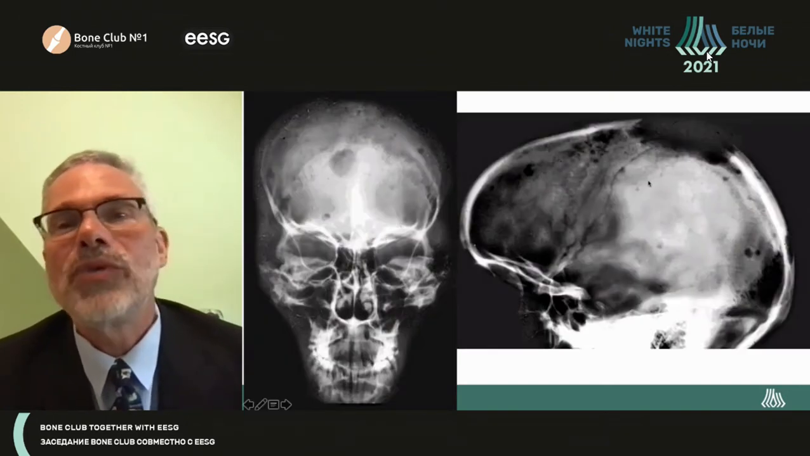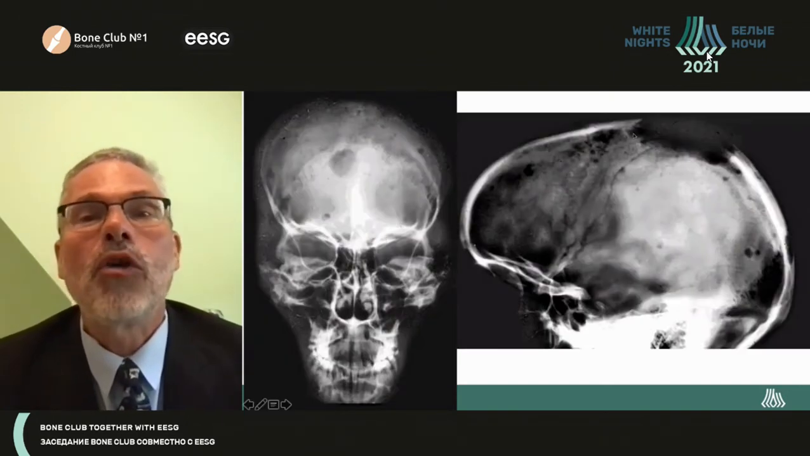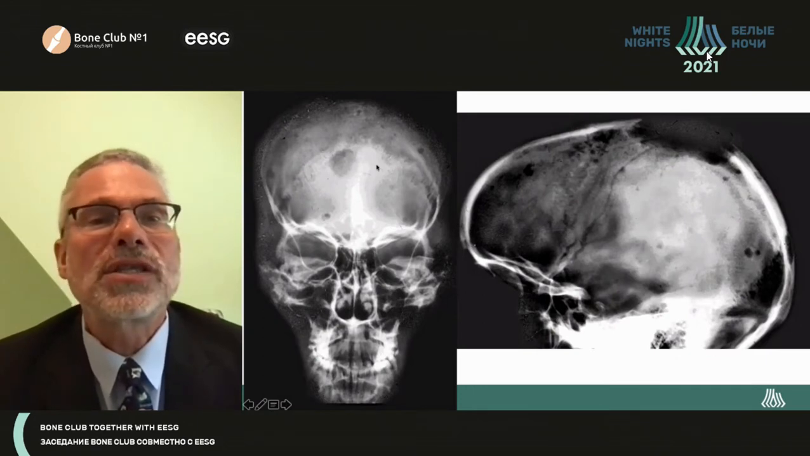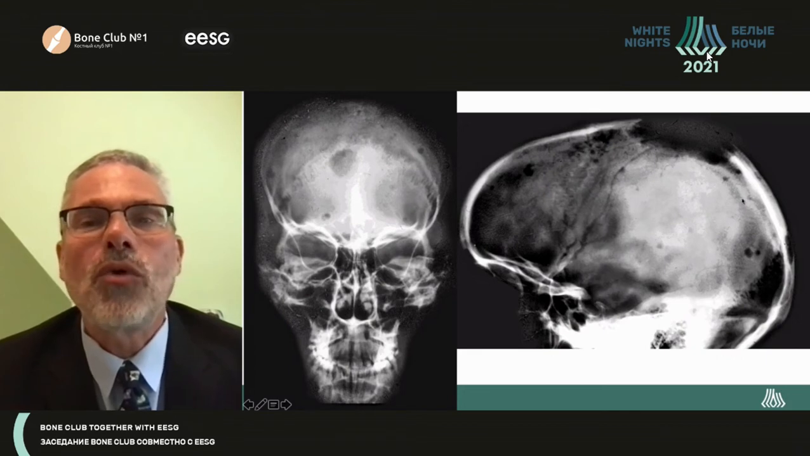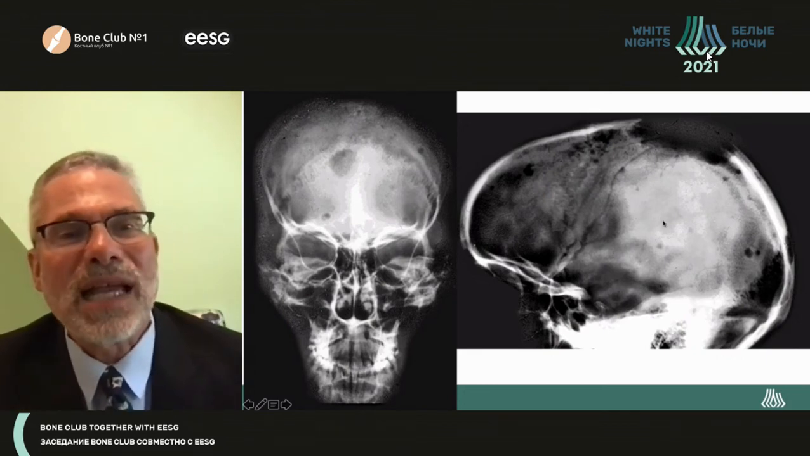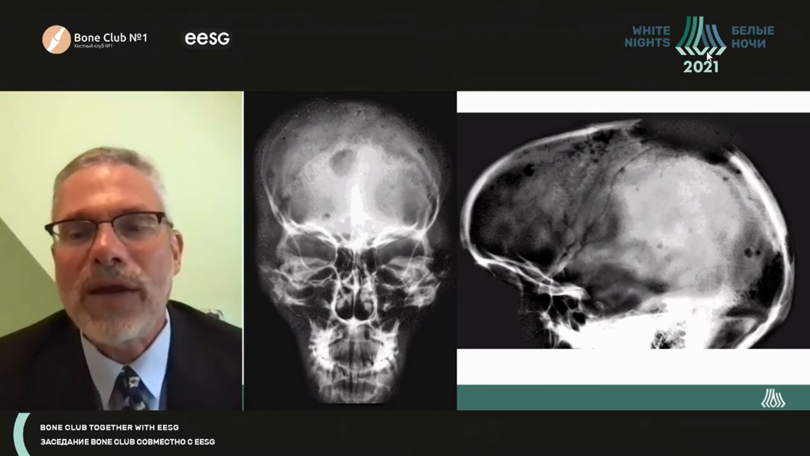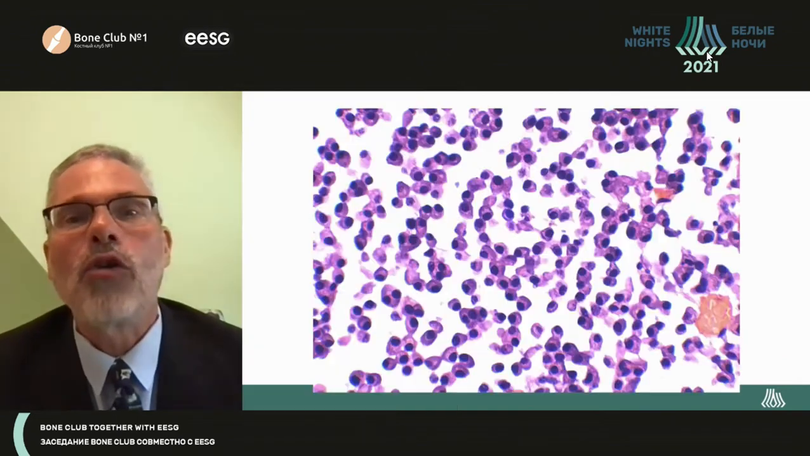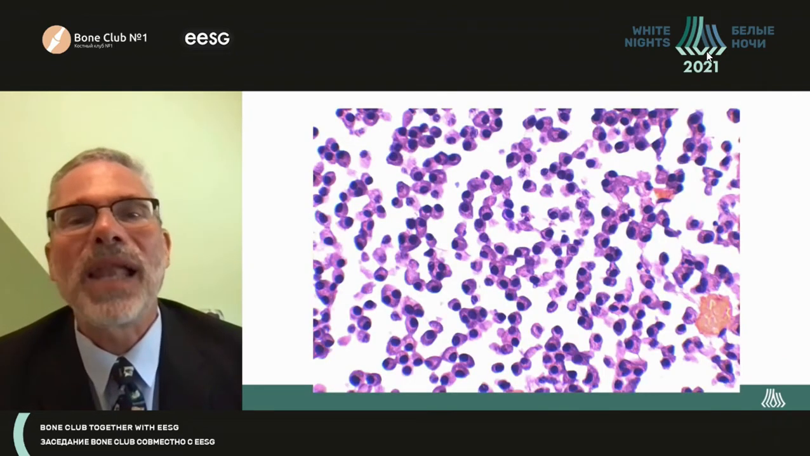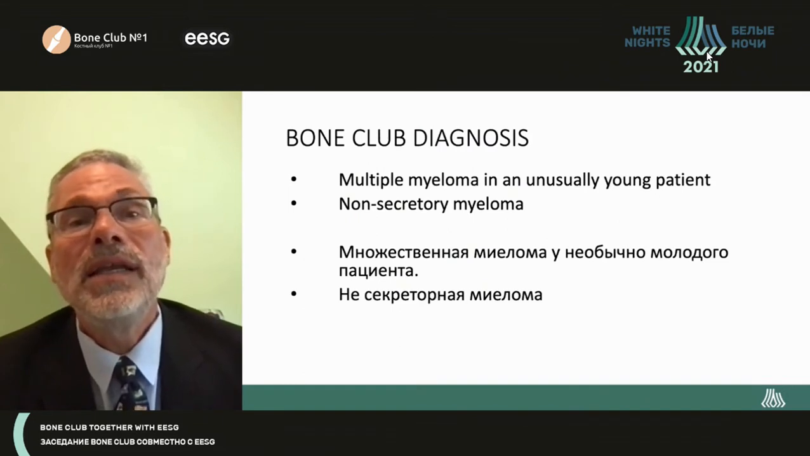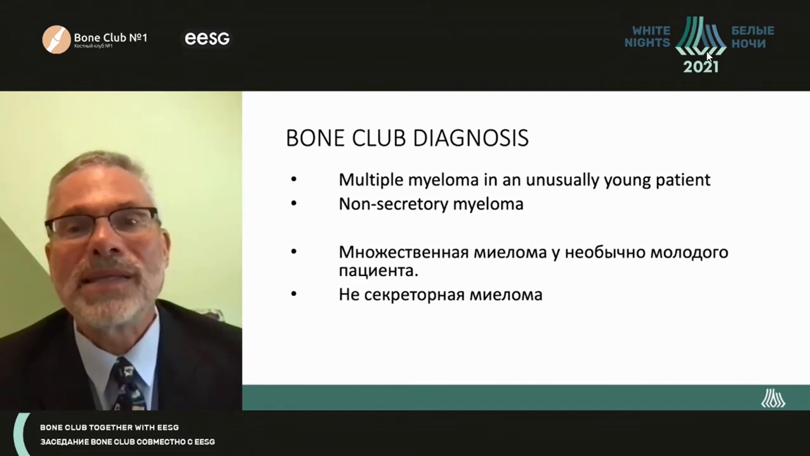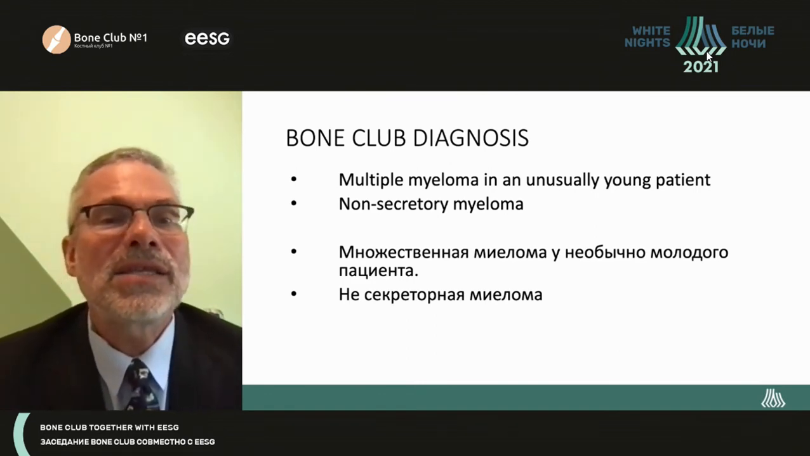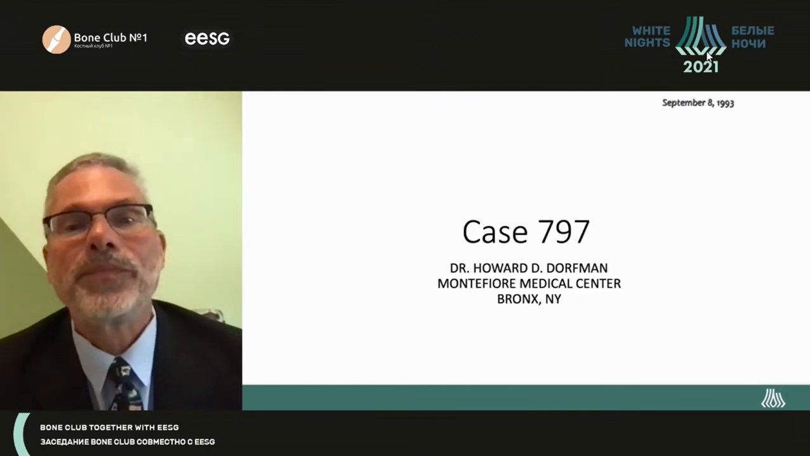She has been in good health generally, but recently noticed the onset of headaches and visual blurring when bending forward. Here we see the classic radiographic pattern of myeloma. We see multiple lytic lesions throughout the skull of varying sizes. When the lesions are all about the same size, we think more of metastases. When the lesions are varying sizes, we think of myeloma first. And here we see classic plasma cells. Now, this case was diagnosed multiple myeloma in an unusually young patient, a 21-year-old. We've seen myeloma as young as 17, and this was a non-secretory myeloma.